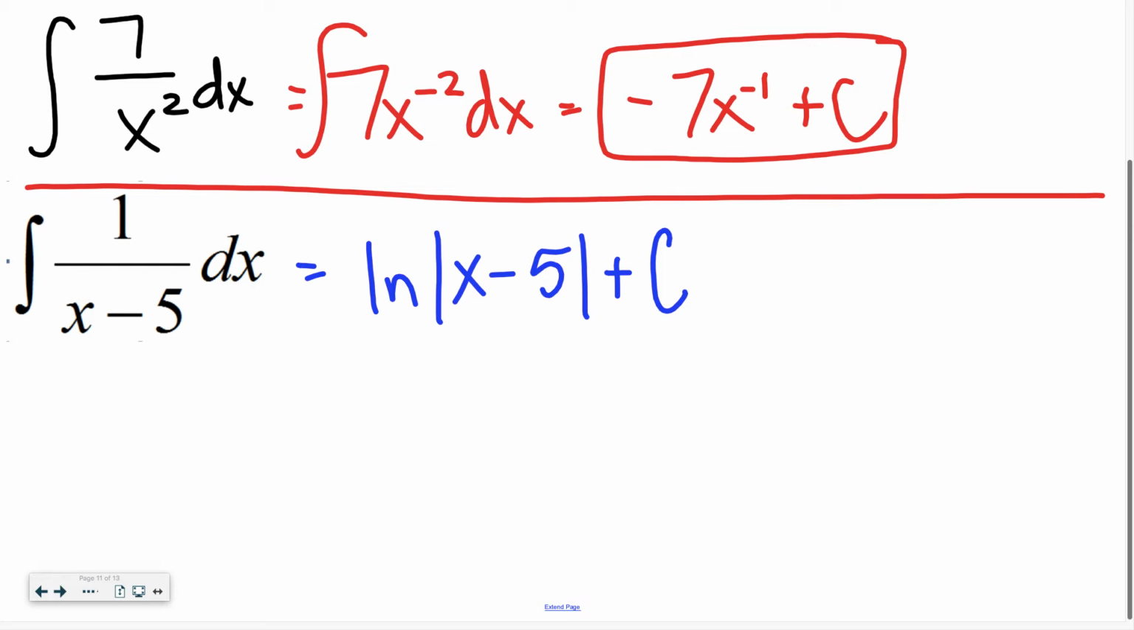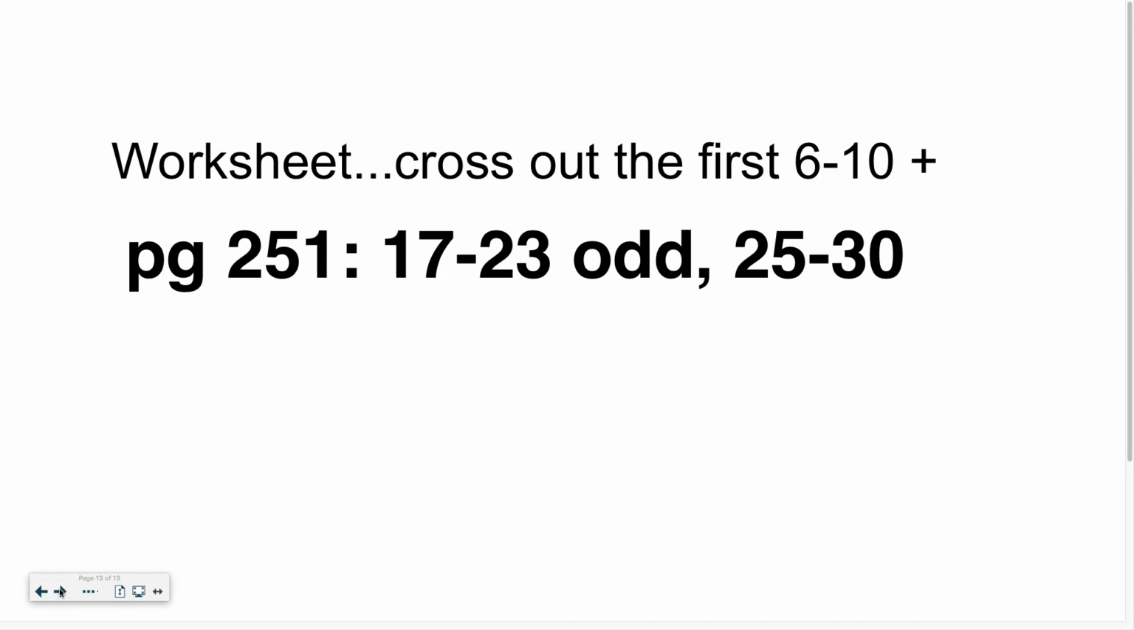In preparation for your quiz, you have a worksheet with some book problems that you can just put on the back of it. Okay? Now, we didn't talk about 6 through 10 on the very top of this worksheet, so cross them out. The 2 to the x, 3 to the x, we didn't talk about those. I don't want to talk about them right now.